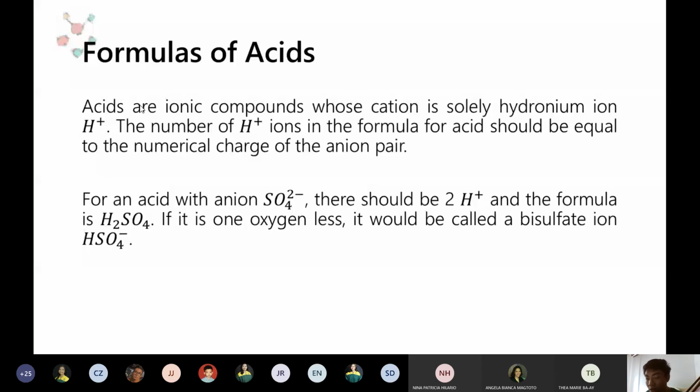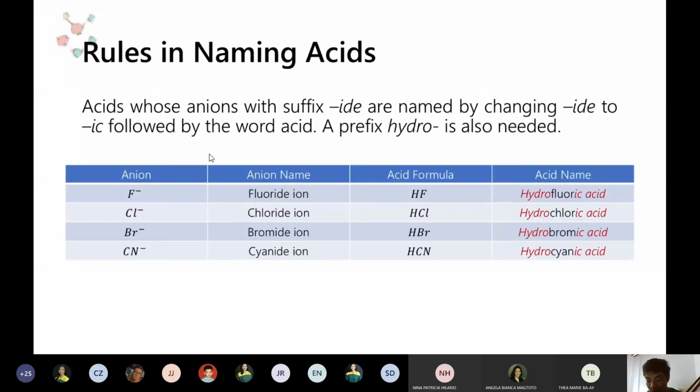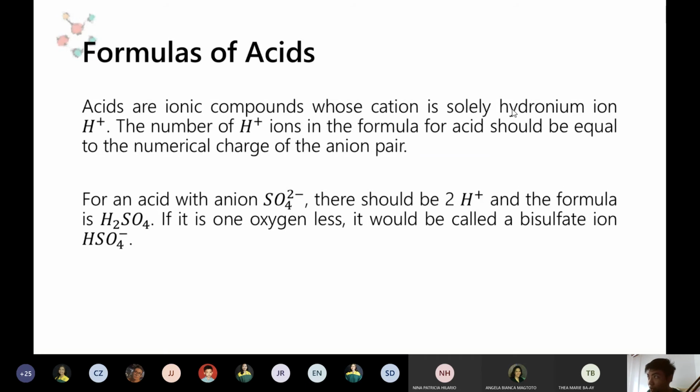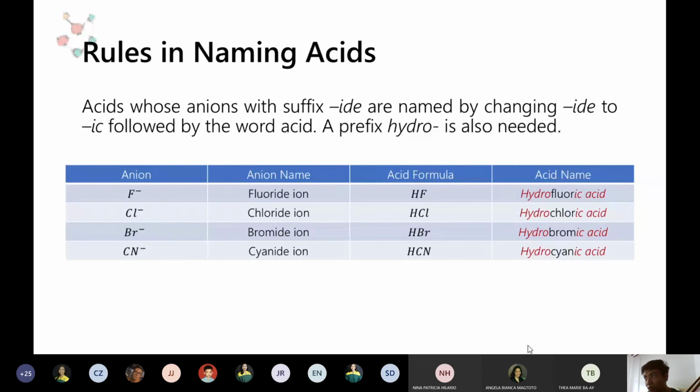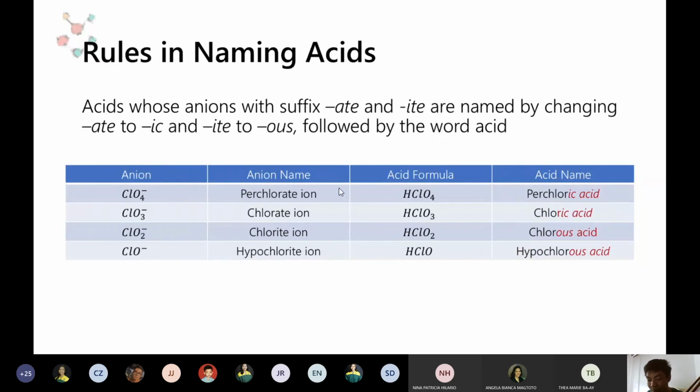So, I will not discuss this anymore, the formulas of acid. Pero ang idea lang dyan sa acid, yung iyong cation ay solely hydronium ion. Then the number of H plus is equal to the charge of the anion pair. So, kung negative 2 yung iyong anion, dapat dalawa yung H plus. So, H2SO4 ang magiging formula. So, how do you name them? Andiyan na yung rules. Madali lang yung rules.